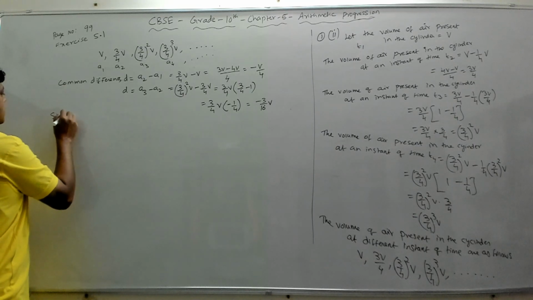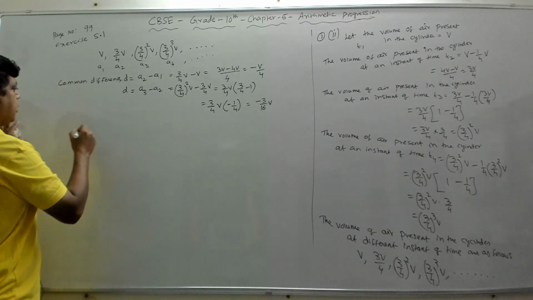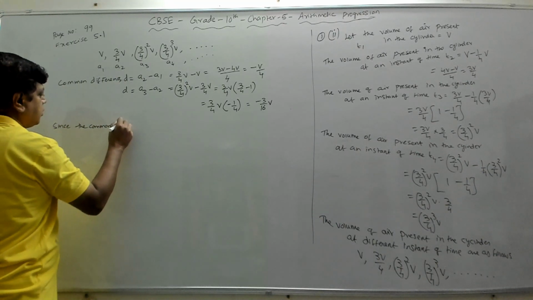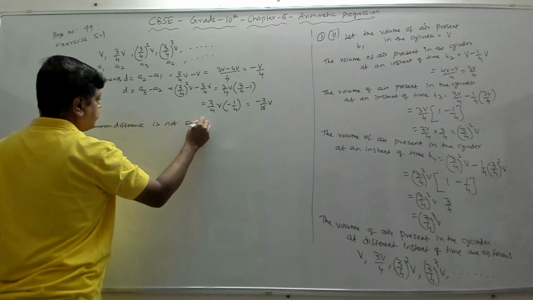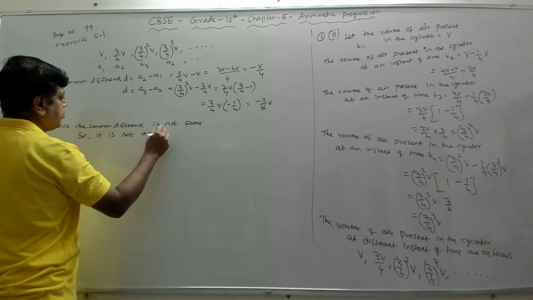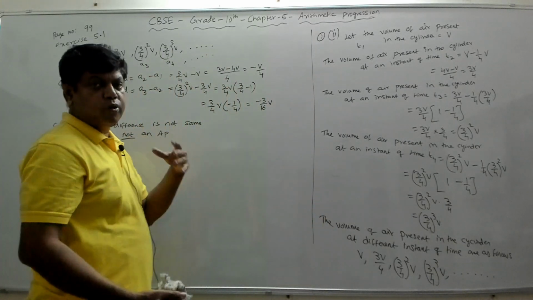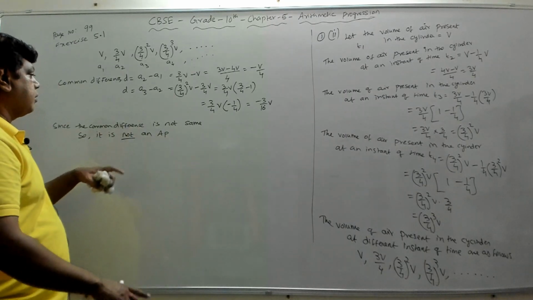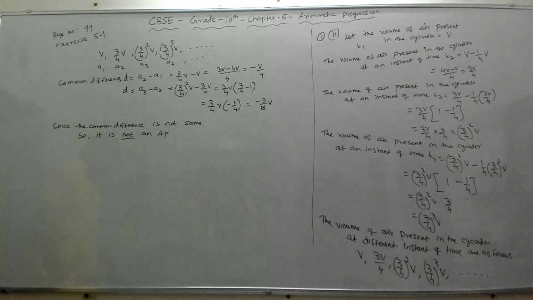So we'll say since the common difference is not same, so it is not an AP. It is not an AP, which means the given list of terms, or the amount of air present in the cylinder at any instant of time, that is not an AP. Fine. So all of you can take this.